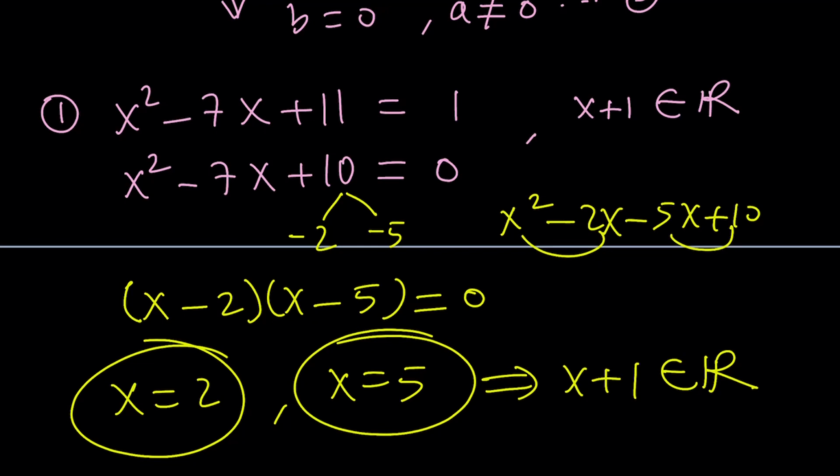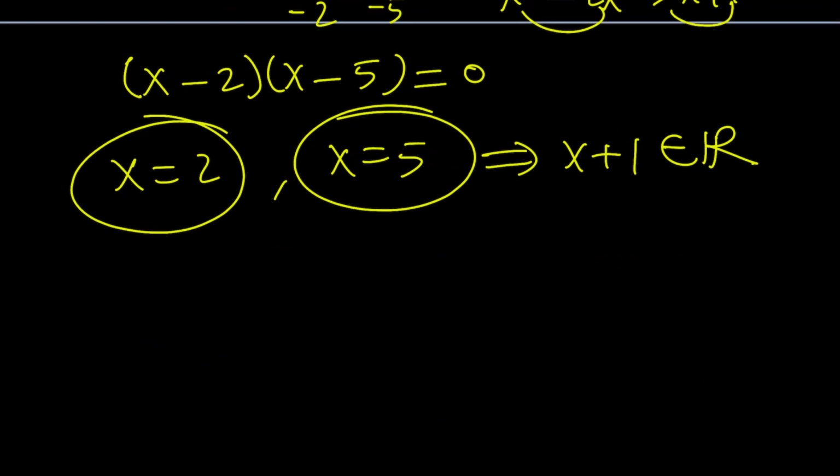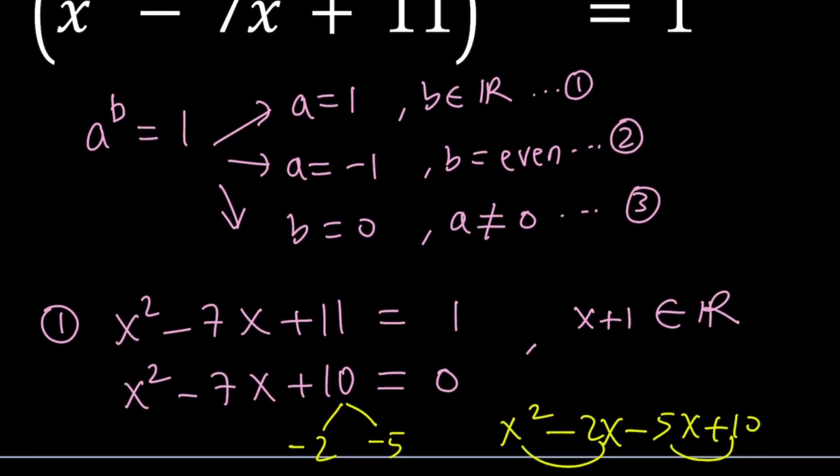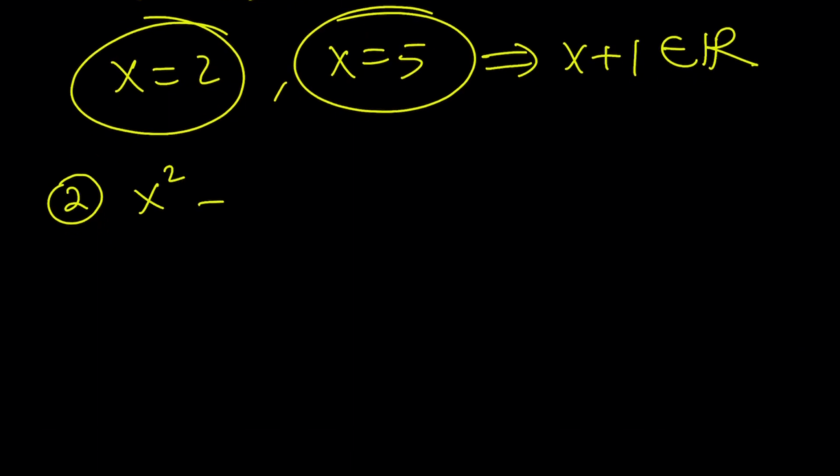That's the first case. Let's go ahead and take a look at the second case. And what was the second case? The second case was for the base to be -1. So let's go ahead and set the base to -1.